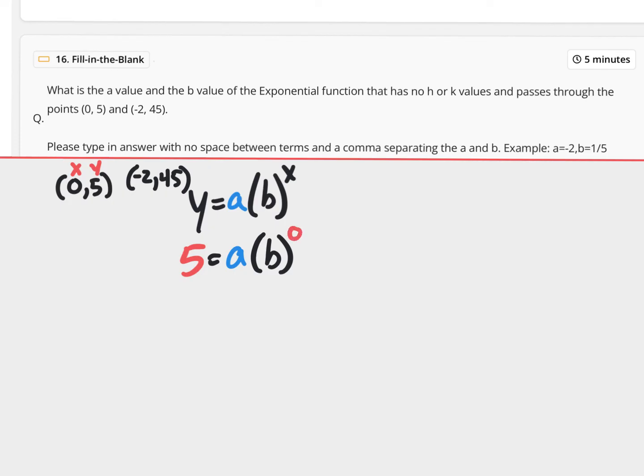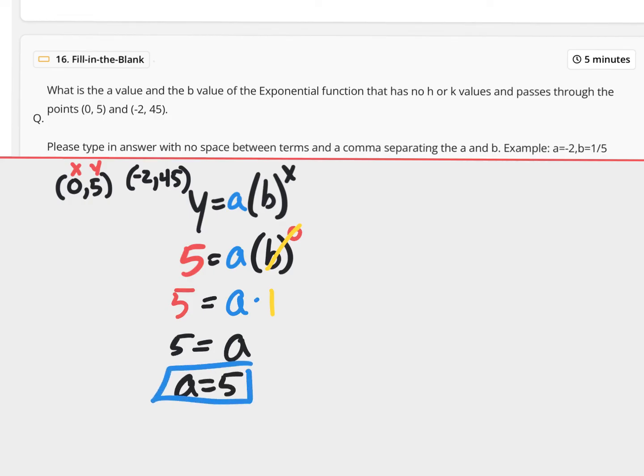And now we're going to do the math. Anything to the 0 power eliminates and becomes 1. So you really have a times 1 equals 5. So that's really just a equals 5. So a equals 5. We found the a value. We still need the b value. Okay. So now that we know the a value, let's take this 5 and replace the a with it.